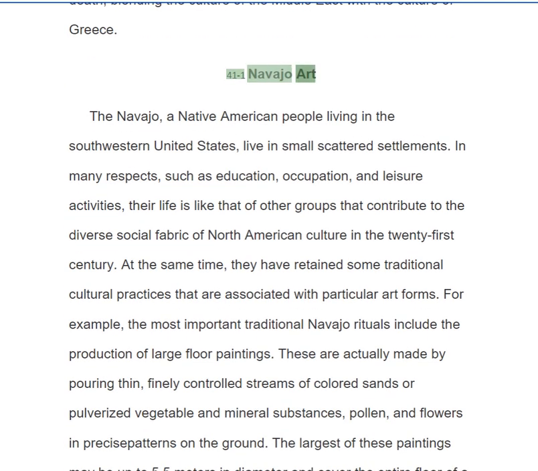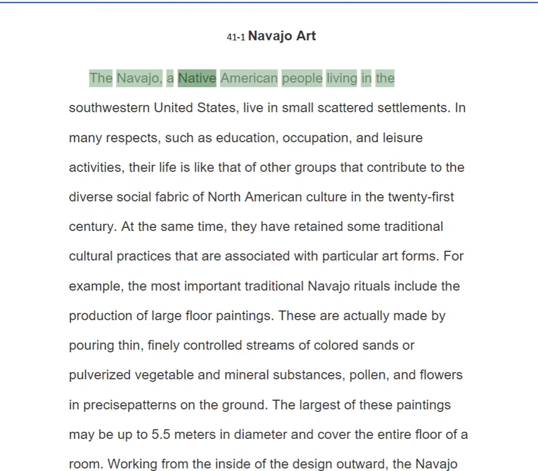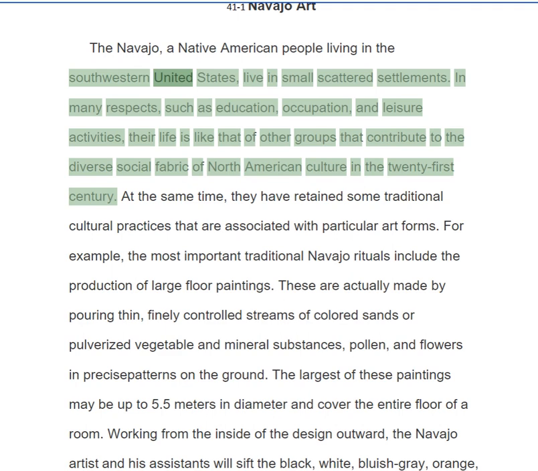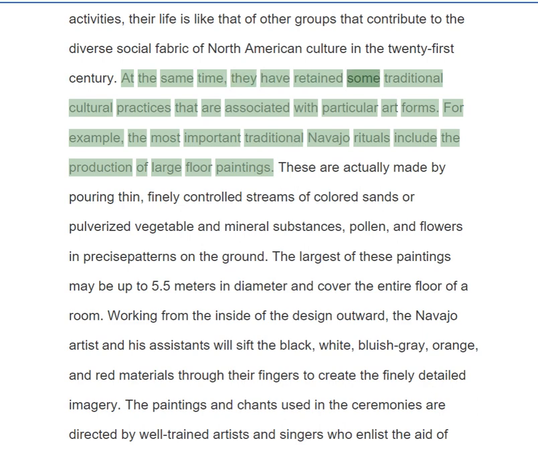41:1 Navajo art. The Navajo, a Native American people living in the southwestern United States, live in small scattered settlements. In many respects, such as education, occupation, and leisure activities, their life is like that of other groups that contribute to the diverse social fabric of North American culture in the 21st century. At the same time, they have retained some traditional cultural practices that are associated with particular art forms.